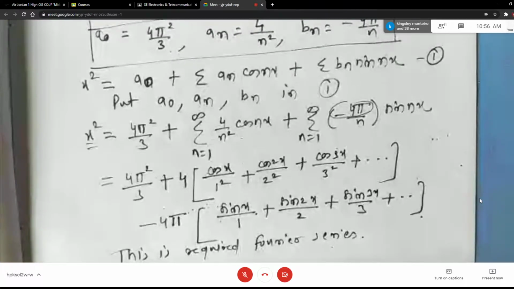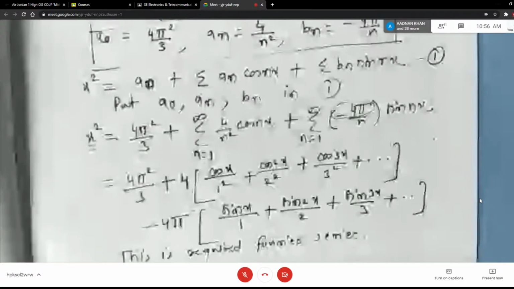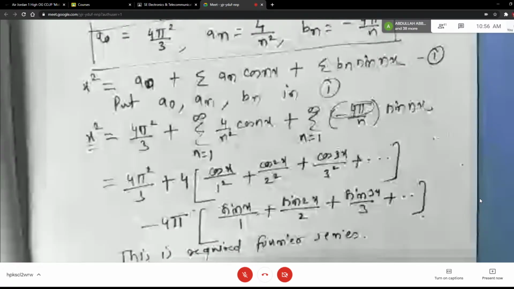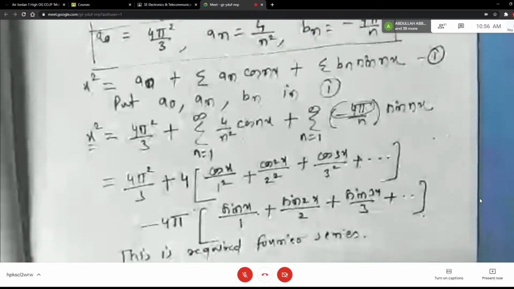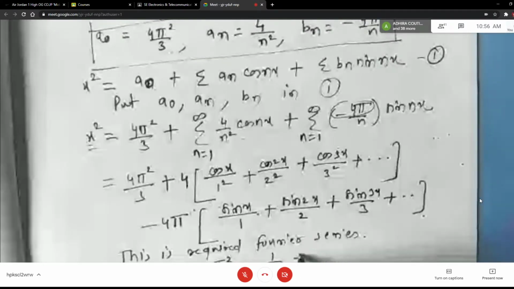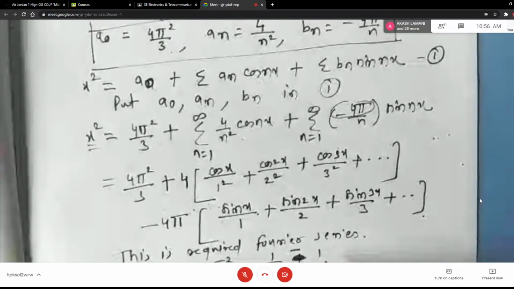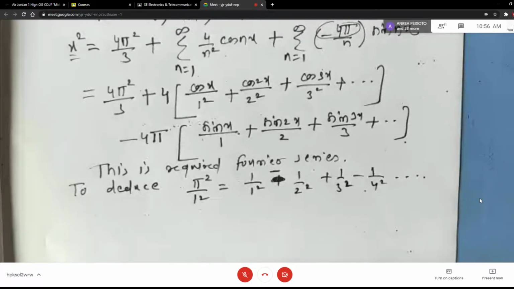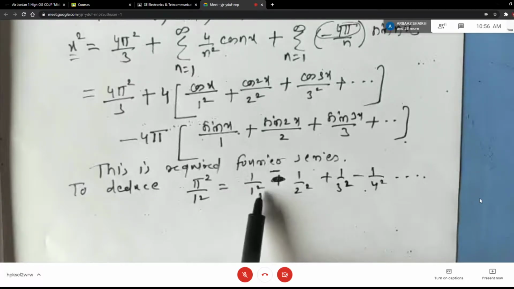Okay. Now, this is not the end of the solution, students. It is asked to deduce some series, right? Which is that series? Look at the question and see. Now, to deduce means to prove pi square by 12 is equal to 1 by 1 square minus 1 by 2 square plus 1 by 3 square minus 1 by 4 square and so on. So students, you have to prove that pi square by 12 is equal to this, 1 by 1 square.